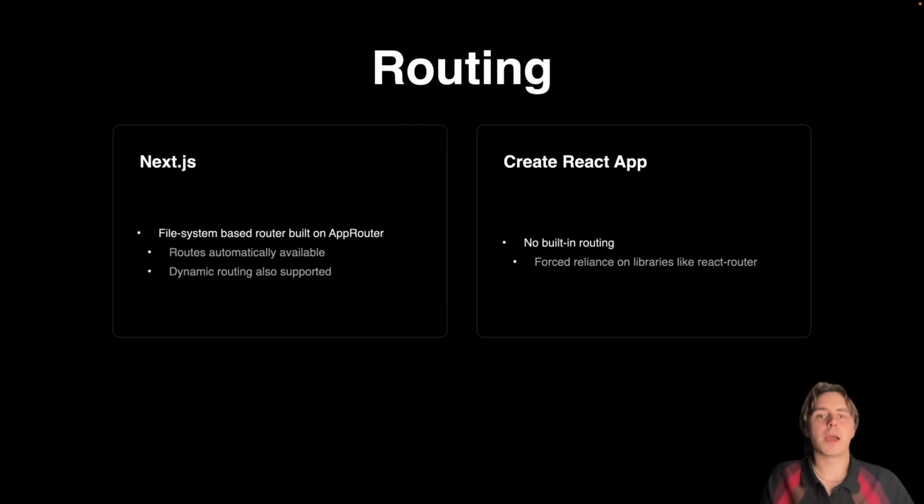Routing. Because of the differences in rendering, the two also differ in how they handle routing. Next.js uses a file system-based router built on App Router. By simply adding files to the Pages directory, routes are automatically available and rendered by the selected strategy. Dynamic routing is also supported by creating files or folders with square bracket notation, like pages/posts/[id].js, something like that. Create React App, on the other hand, does not provide built-in routing.